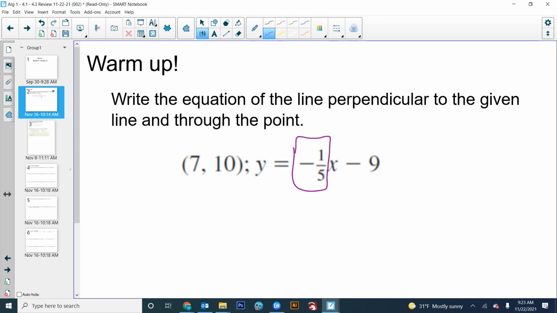-1/5, right? What about perpendicular? What do I need to do to it, Logan? Opposite. What's that called? Inverse? It's inverted. What do we call that? Opposite reciprocal. So it's going to be 1/5. What's the inverse or the reciprocal of 1/5? 5/1 or just what? This is the slope I would deal with.